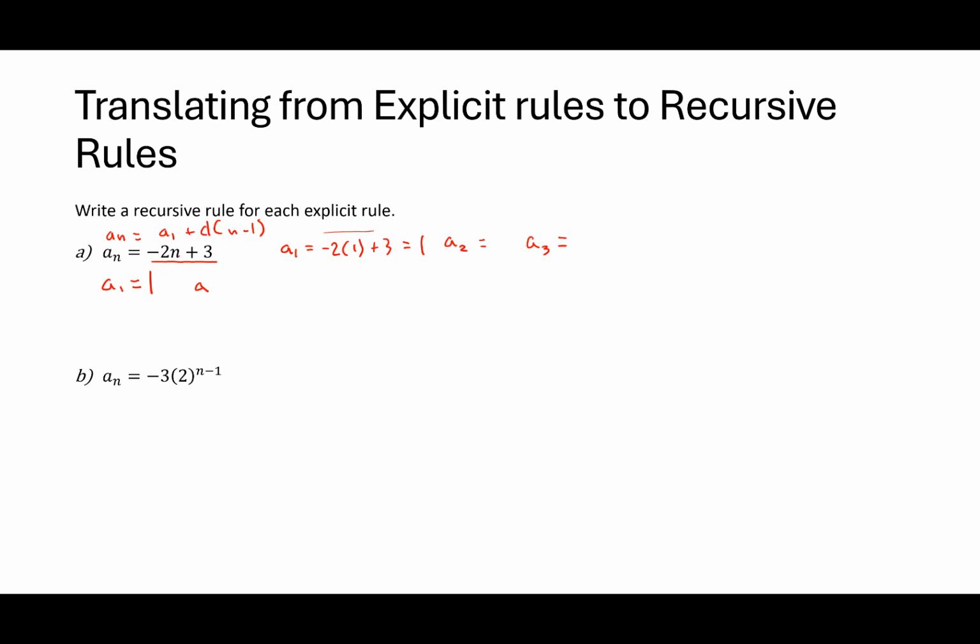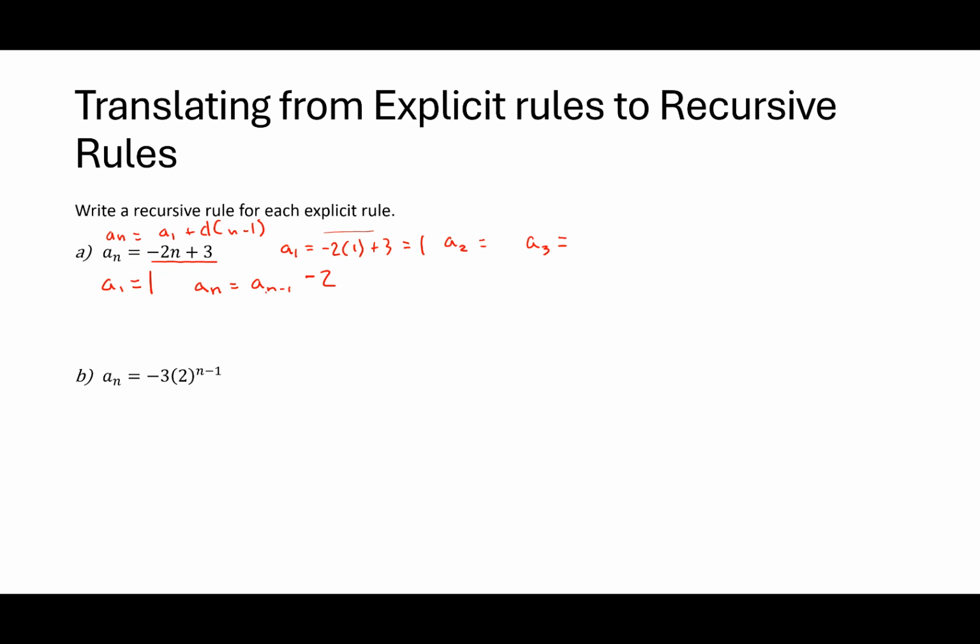Every time n goes up by 1, remember we're multiplying this by a negative 2. It means there's going to be another negative 2. We're going to minus even more negative 2's. So that is my common difference. So a of n, what I do is I take the previous term and then I minus 2 from it.